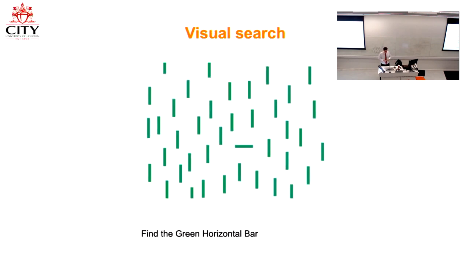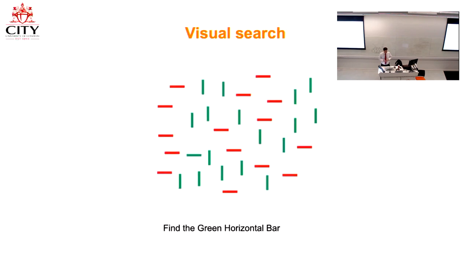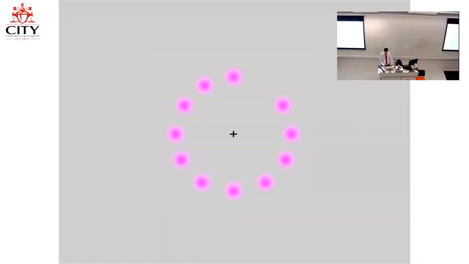And we have a visual search task here. Find a green horizontal bar. Oh, it's very simple, right? But if I make it a little bit more difficult and add some noise to that, it is a bit more difficult. For the previous one, it was obvious. You could just find it. But for this one, you probably should look at the whole image once, go through it, and then you will find it. So these are the things that we use to understand the human brain.